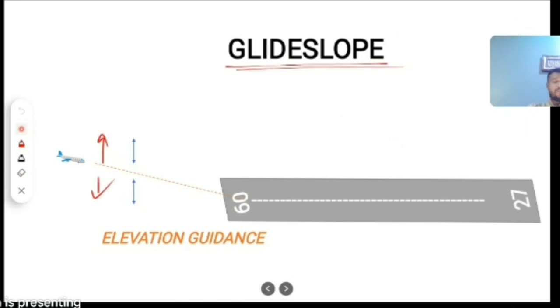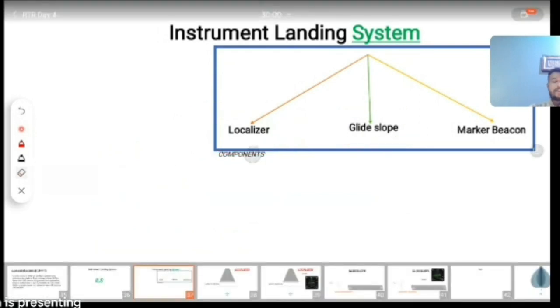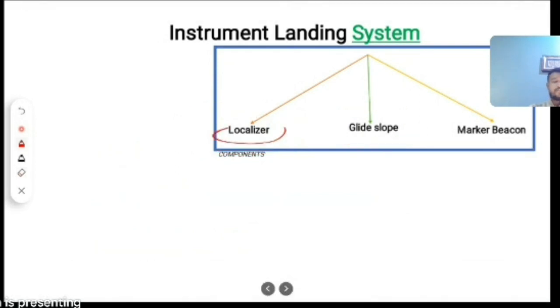Now we have understood the function of two things, localizer and glide slope. It is very easy, Ajay, very easy it is. Yes, sir. Just need to focus.